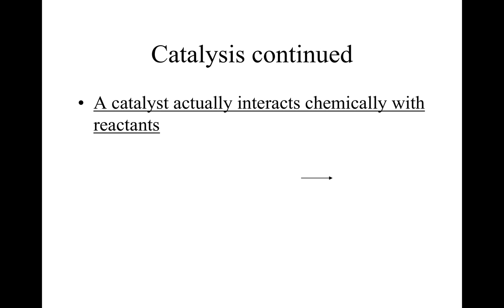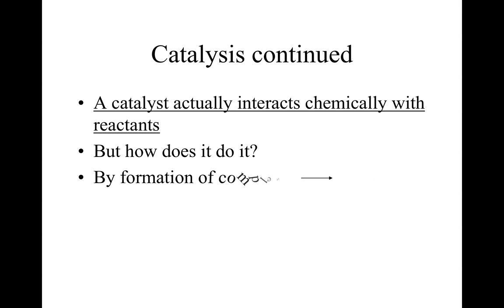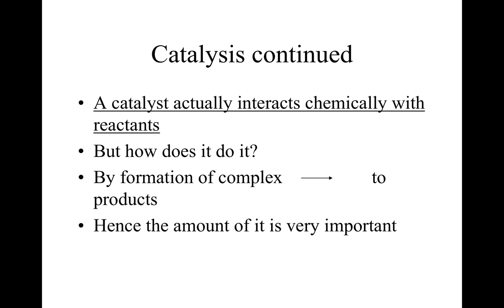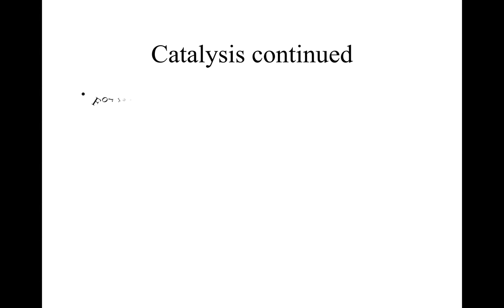A catalyst actually interacts chemically with the reactants. But how does it do this? Sometimes by formation of a complex, which will then disintegrate to give you products. It therefore means the amount of it around is very important. So we can look at it as the rate being proportional to the concentration of the catalyst.